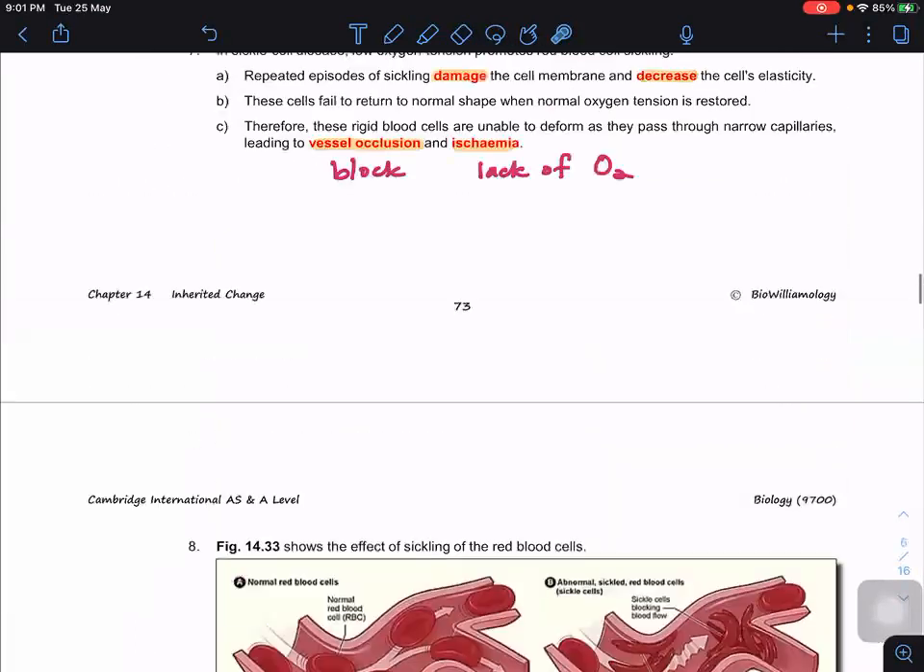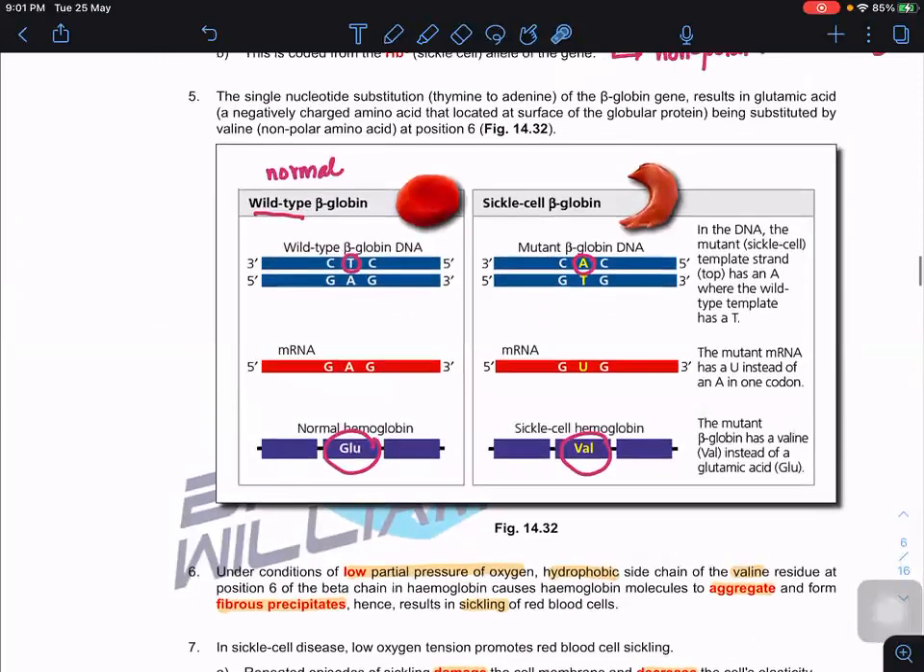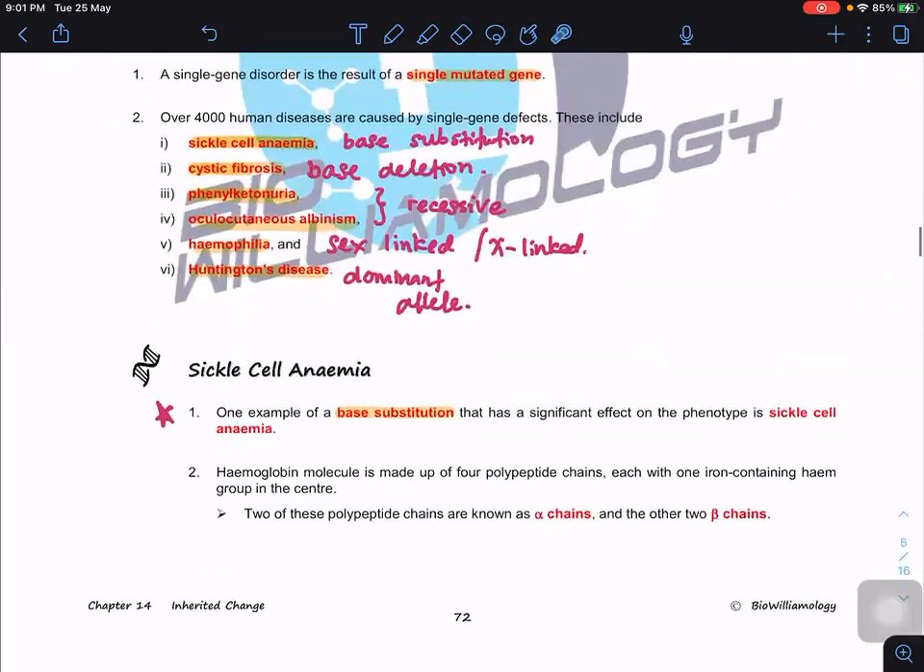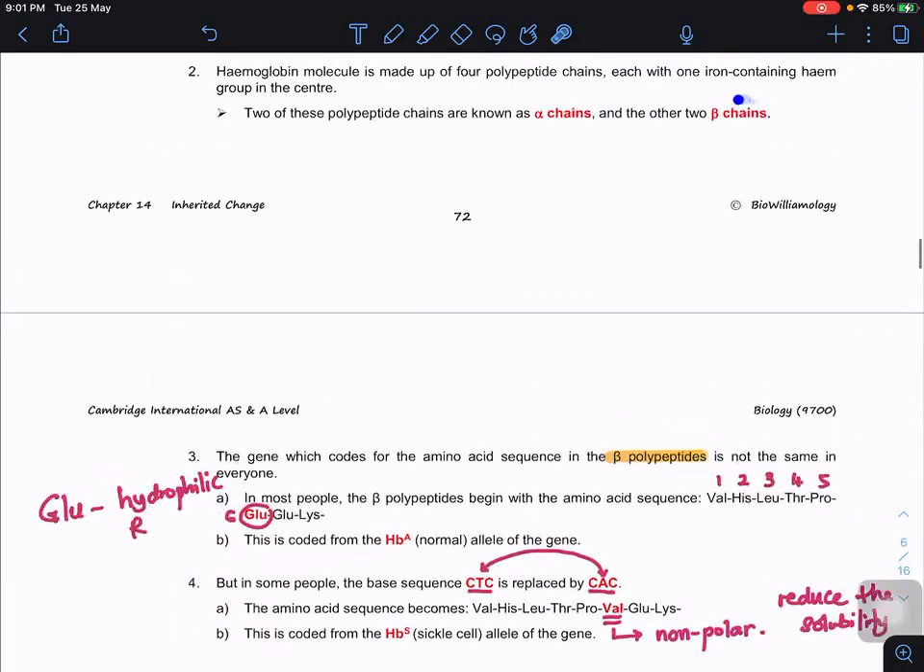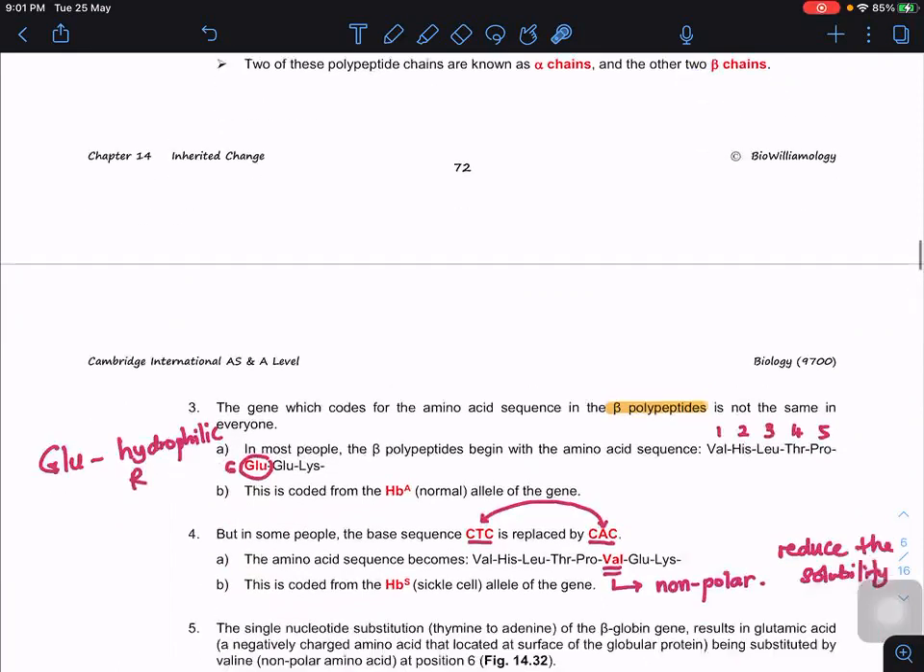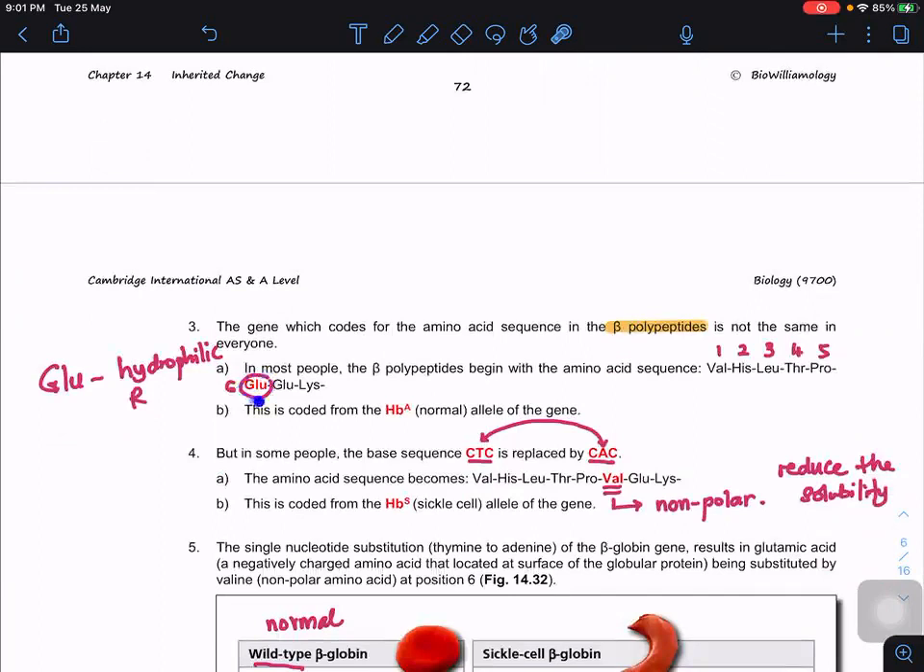Okay, so this is the first one, sickle cell anemia. It is caused by what? To summarize: base substitution. It happens at the gene that codes for the beta chain. At the 6th position, glutamic acid is exchanged for valine, so the hydrophilic R group becomes a non-polar R group, therefore reducing the solubility of the hemoglobin.